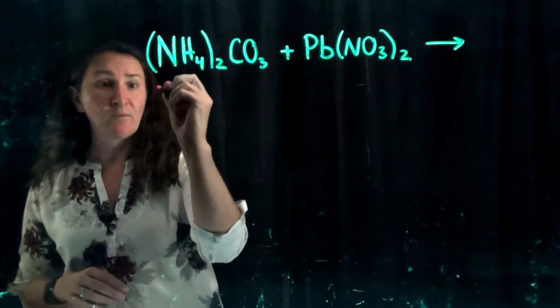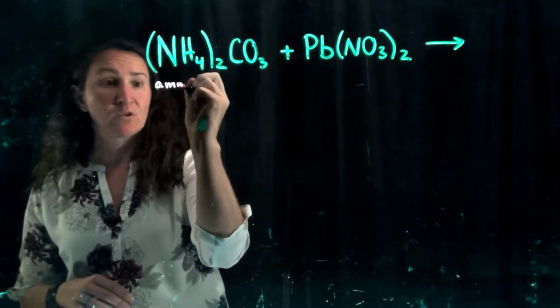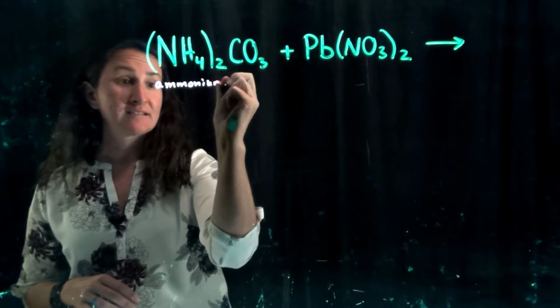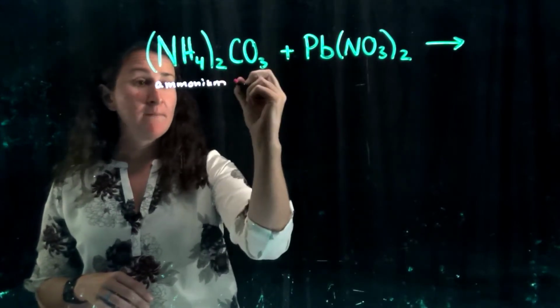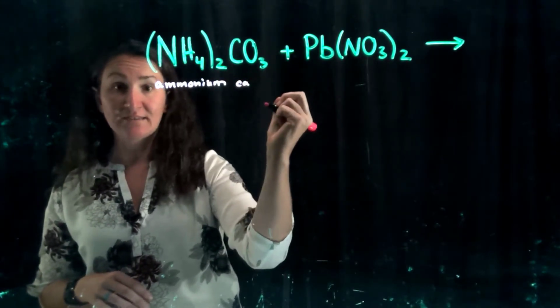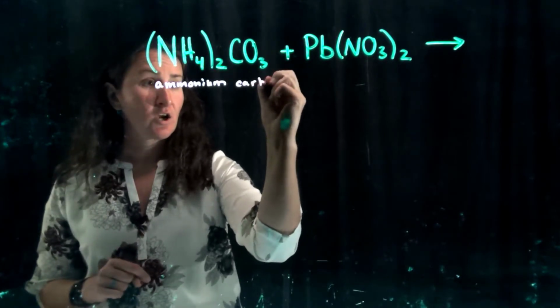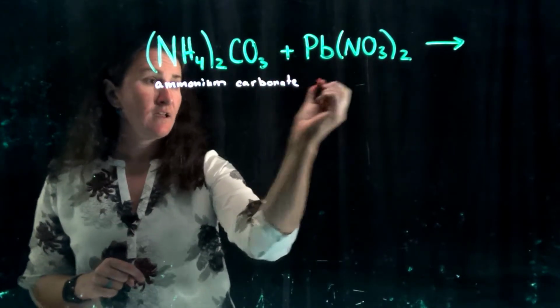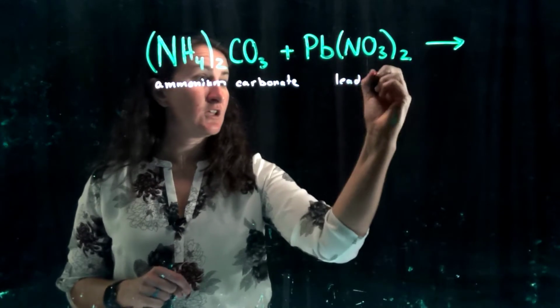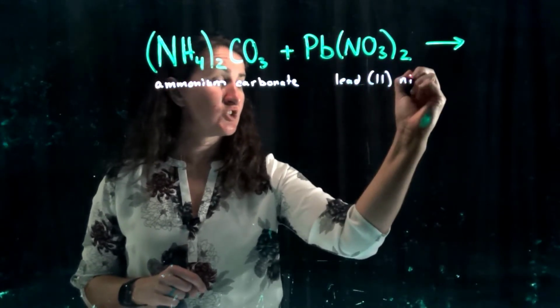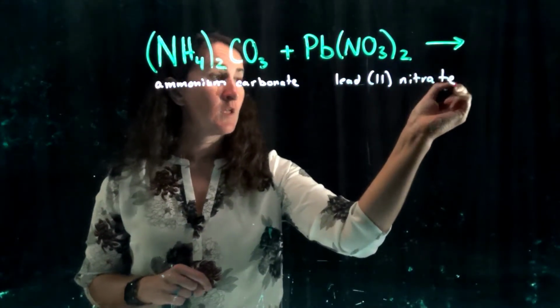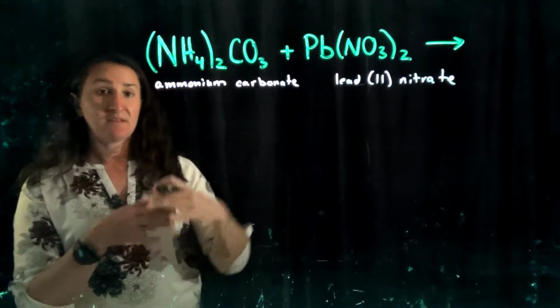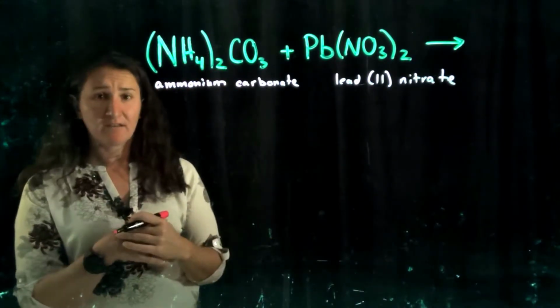So in naming them, we would label them as ammonium. Ammonium is the ion, so ammonium carbonate. Ammonia is the gas, NH3. And then this is lead(II) nitrate. All right, so that's the first step, is naming and figuring out what compounds are in them.